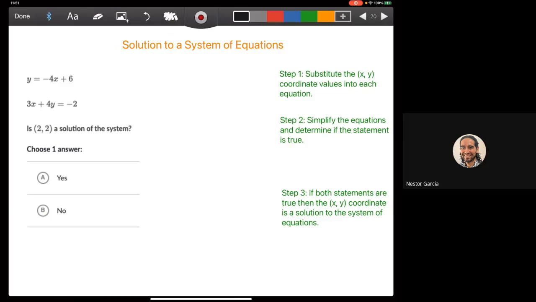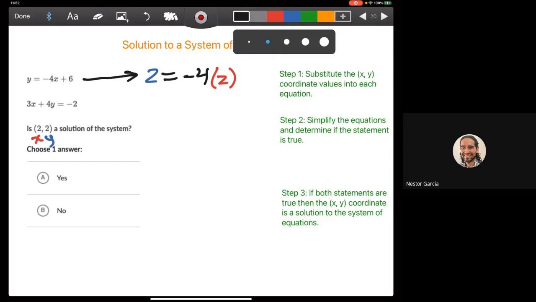Now let's try the second example. If we take the equation y equals negative 4x plus 6 and try to figure out whether or not the ordered pair (2, 2), in other words, the x value is 2 and the y value is 2, is a solution to the system. So let's substitute the y value first, which is 2, equals negative 4, followed by this x value of 2, followed by the plus 6.